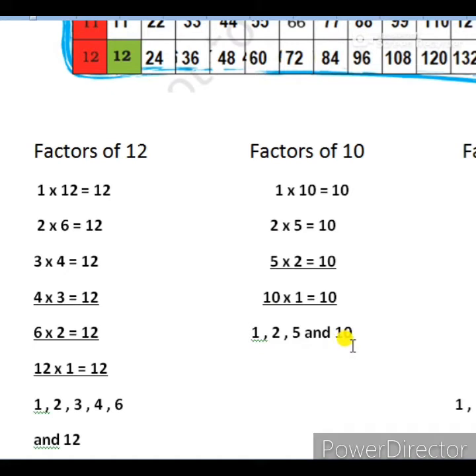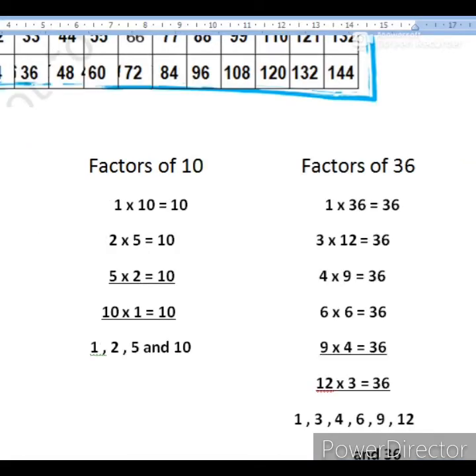Now here we have asked, what are the factors of 36? Factors of 36 are, using the tables I have written here. After that I will show in the chart. So 1 is a factor of all numbers. So 1 into 36 is 36. So 1 is a factor of 36.